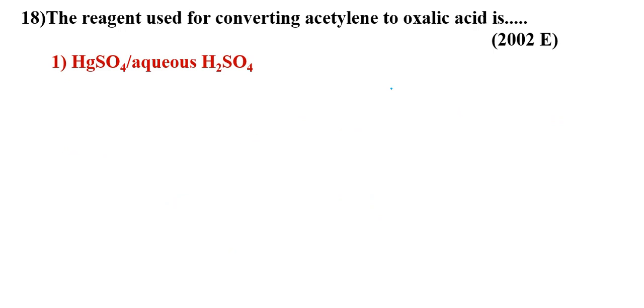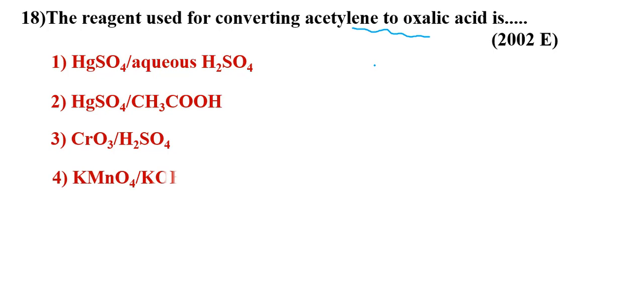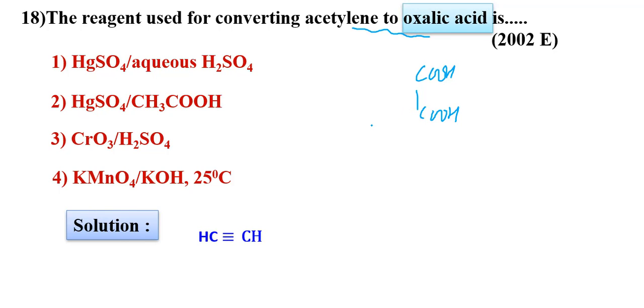The reagent used for converting acetylene to oxalic acid, so what is the reagent? You can see the oxalic acid formula; you have to know that first of all. The oxalic acid formula is this one, we just discussed. See the solution here: alkynes undergoing hydrolysis, what will happen?